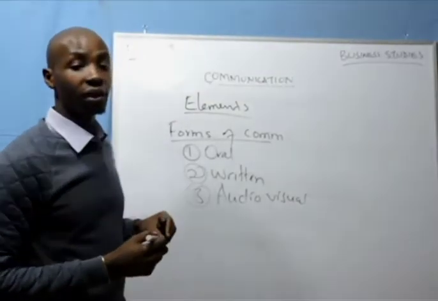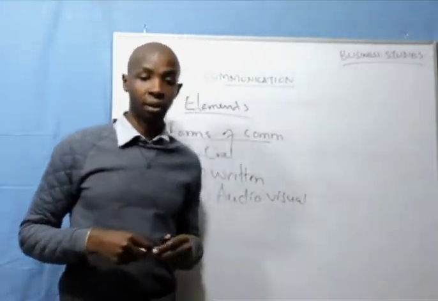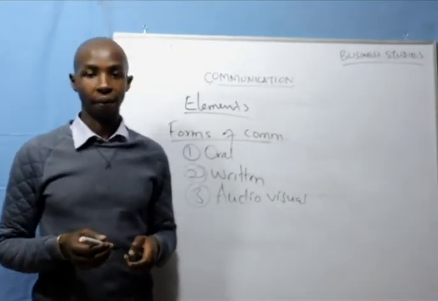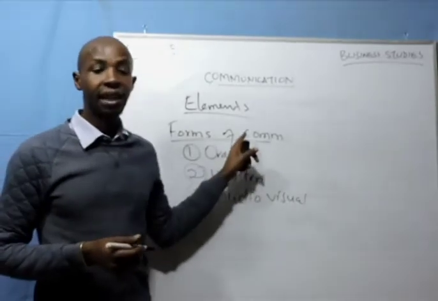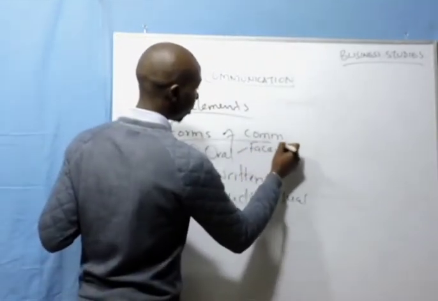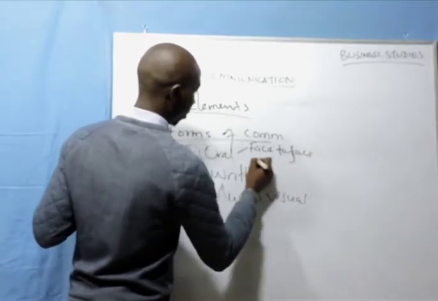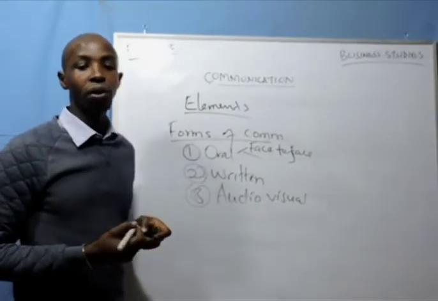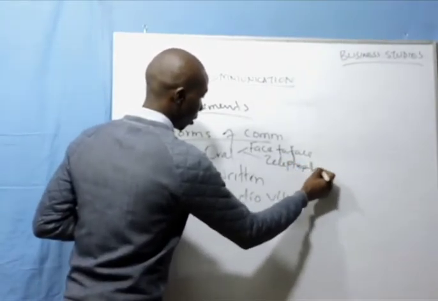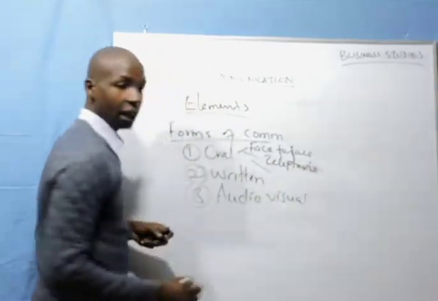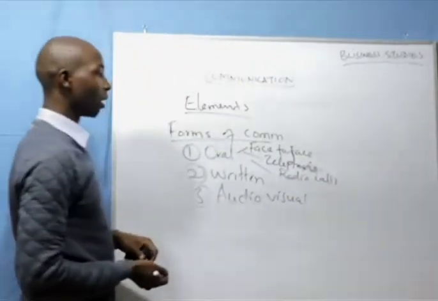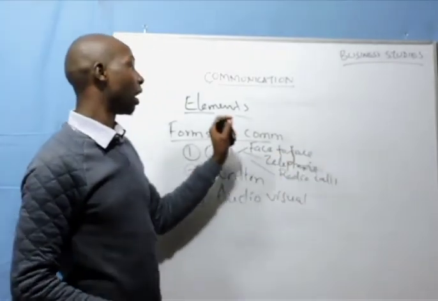So oral, this is the information that is passed by the word of mouth. The sender and the receiver are both using speech to communicate to each other. We also have different categories under oral communication, which will include face-to-face communication, we also have a telephone, and we may also have radio calls. Face-to-face has got different advantages, and we'll be able to look at them.